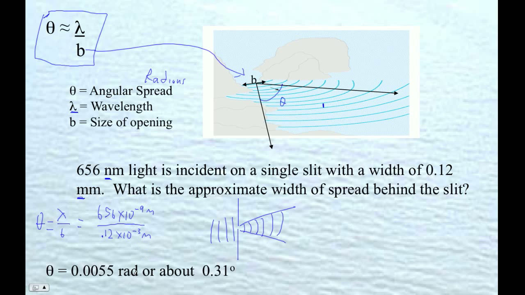So let's try this. 656 e minus 9 divided by 0.12 e minus 3, and I get that the angle is 0.0054666 radians, right? Which is amazingly small, right?